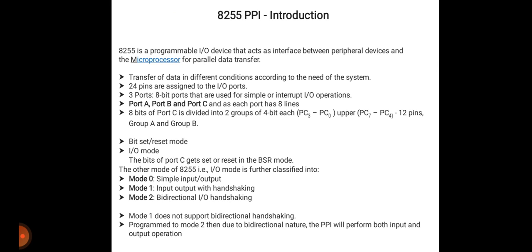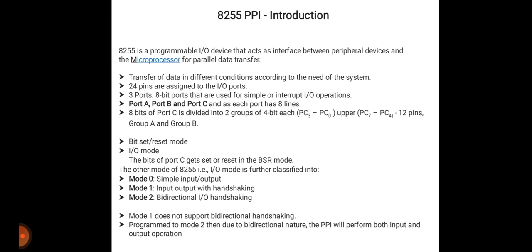The two modes in which 8255 can be programmed are bit set reset mode and input output mode. We will see that the bits of port C get set or reset in the BSR mode, that is bit set reset mode, and the other mode of 8255 is the input output mode. This is again classified into 3 modes, that is mode 0, mode 1 and mode 2. Mode 0 is a simple input output mode, mode 1 is input output with handshaking, and mode 2 means bidirectional input output handshaking.